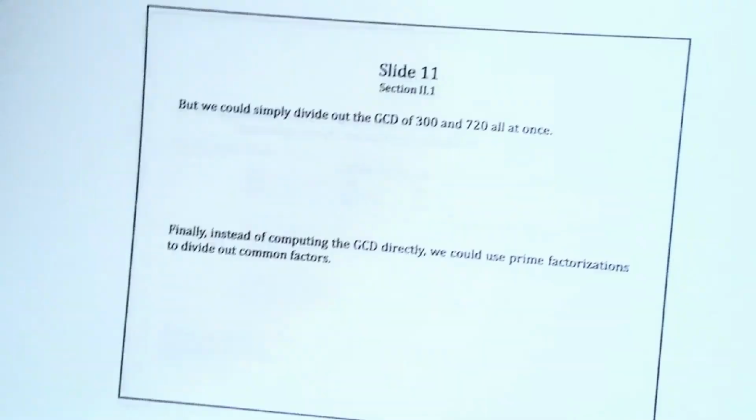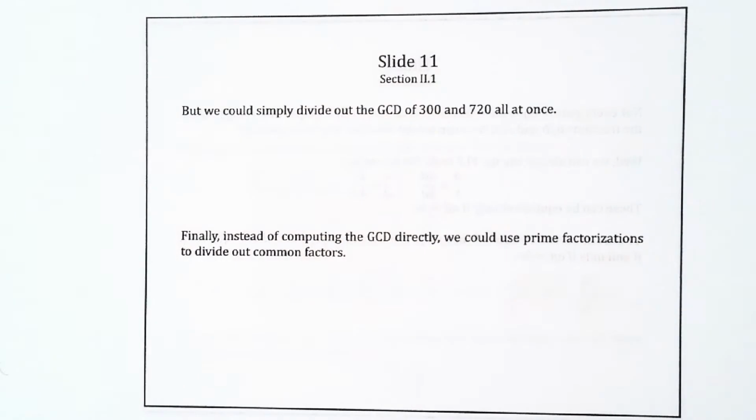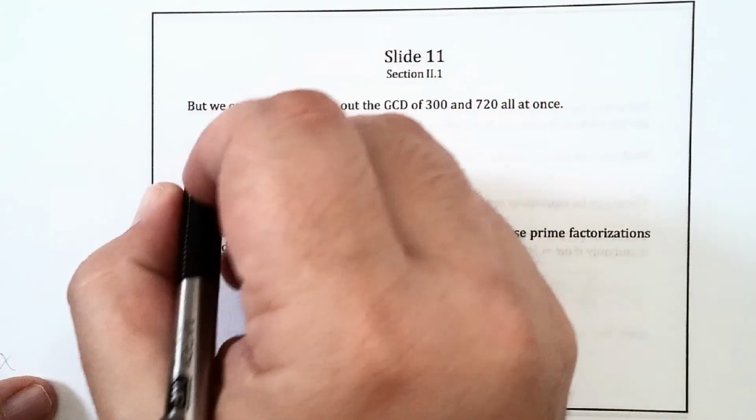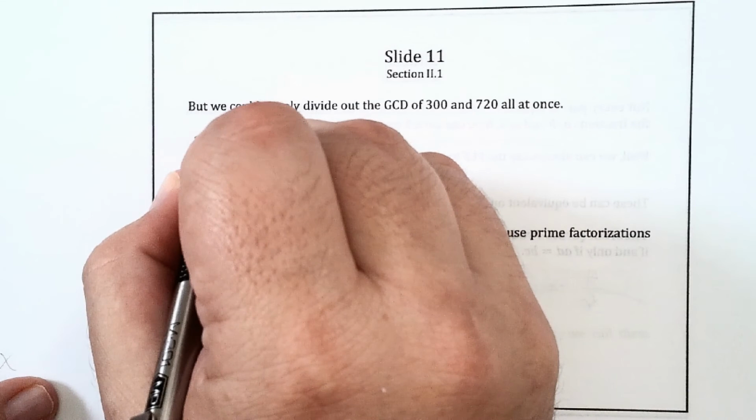Okay, this helps reinforce some things we learned last semester. So we could simply divide the greatest common divisor out of 300 and 720 all at once. There are lots of ways of finding the greatest common divisor. One way is to use the Euclidean algorithm, which I'll do just for practice. So you all thought maybe you could forget all about it, but no, you still have to use it.